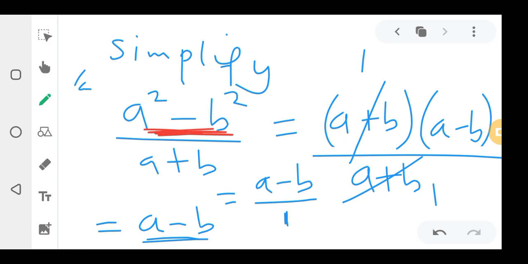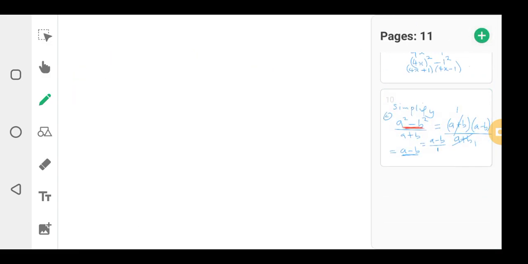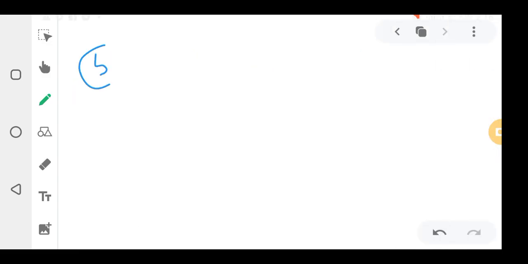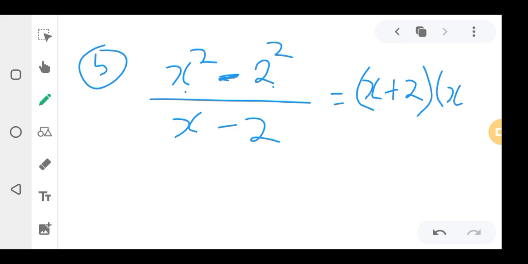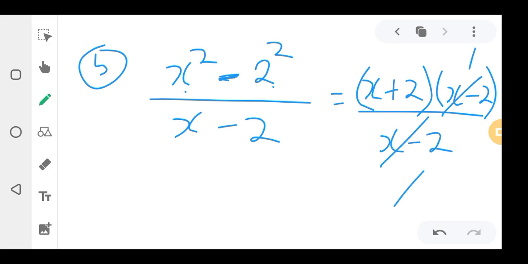So this is the first question. The second question can be x squared minus 2 squared over x minus 2. We are simplifying this. This is the difference of two squares. You see the square of x, the square of 2. So it will be x plus 2, open, close, and then x minus 2 over x minus 2 down. So x minus 2 into itself is 1.